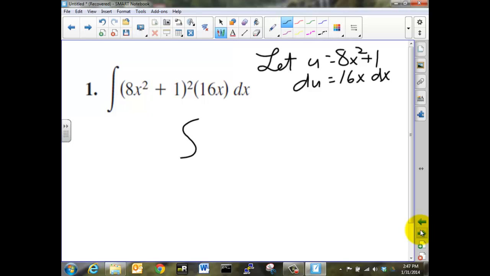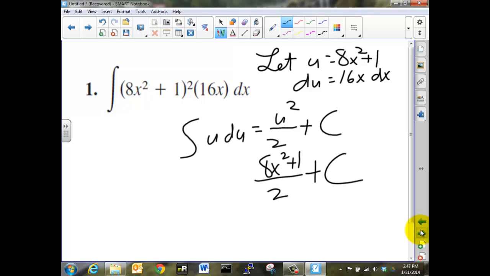So we're just integrating u du, and we get u squared over 2 plus c. 8x squared plus 1 over 2 plus c. That's squared. So that's cubed over 3.